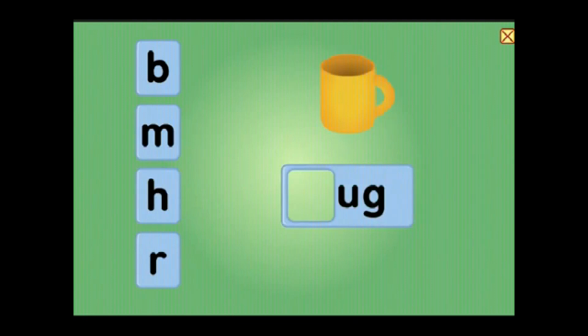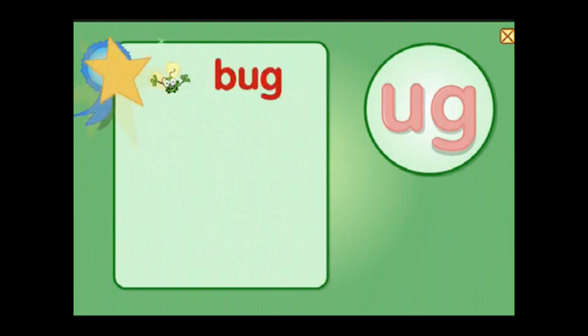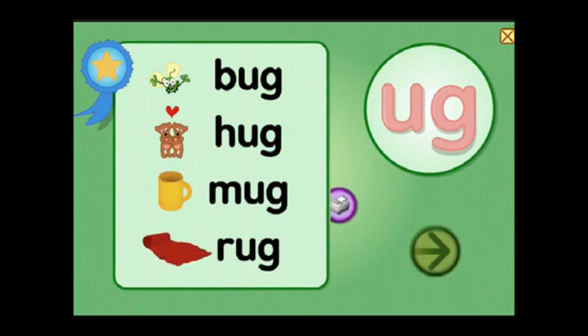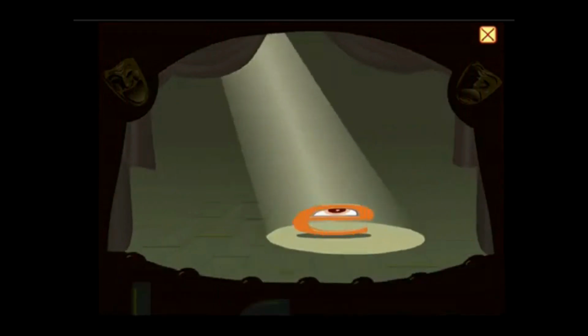Which letter makes the word mug? The letter B, M, H, or R. You decide. Ug. Mug. Good job. You know. Bug. Hug. Mug. Rug. Amazing, stupendous.